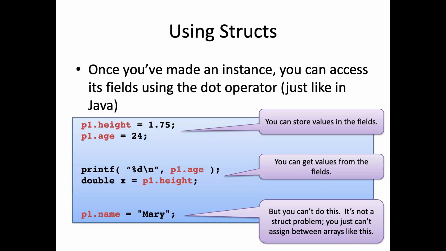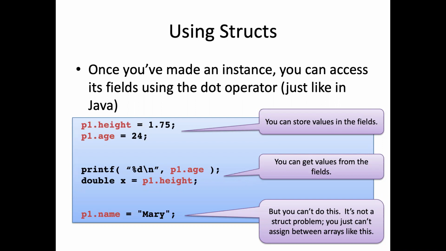The way you access the fields is a lot like the Java syntax you're probably familiar with. If you made a person p1, then it has a height field, and p1.height is how you talk about its height field. So there I'm setting height to 1.75. I'm setting age to 24. And then the syntax I'm using at the top shows how you can put something in the two fields.